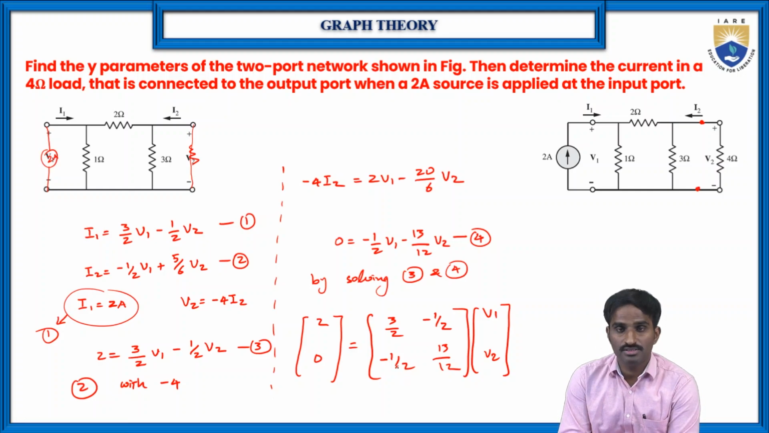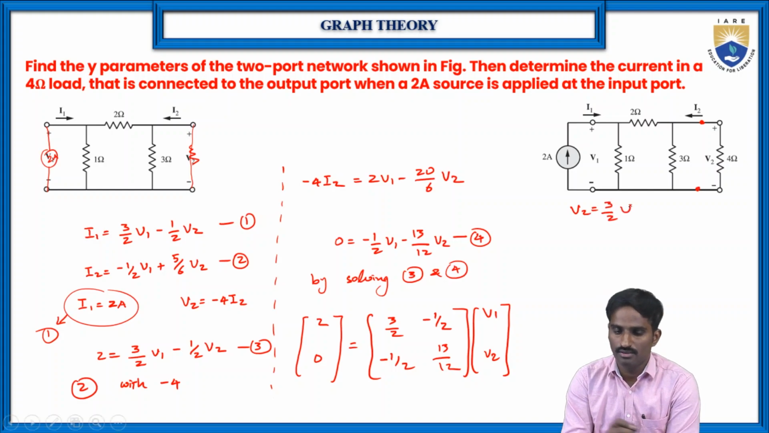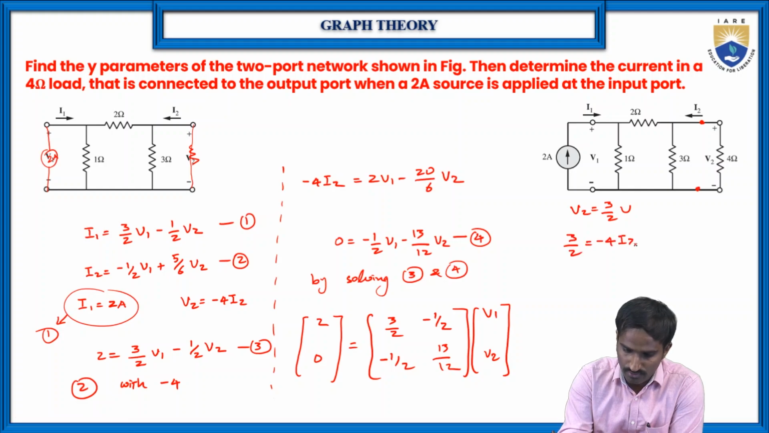Then by solving these two equations, we can get the value of V2, which is equal to 3 by 2 volts. We already know that V2 is equal to minus 4 into I2. So 3 by 2 is equal to minus 4 into I2. Then I2 is equal to minus 3 by, 4 into 2, 8 amperes. So this is the value of I2.